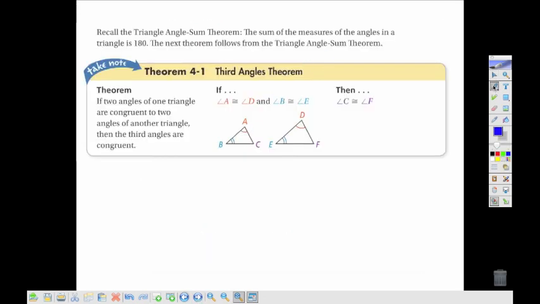This next theorem follows from chapter 1, the third angle theorem. Remember that we know that all of the angles add up to 180 degrees. So what this is saying, if we know that A is congruent to D, B is congruent to E, that means that the third angle has to be congruent.